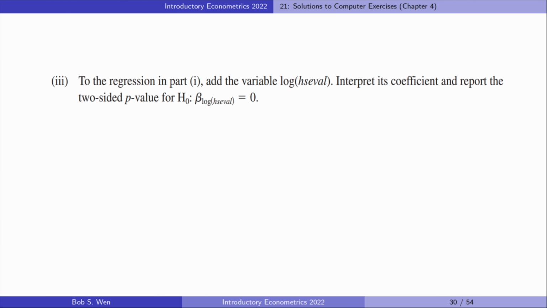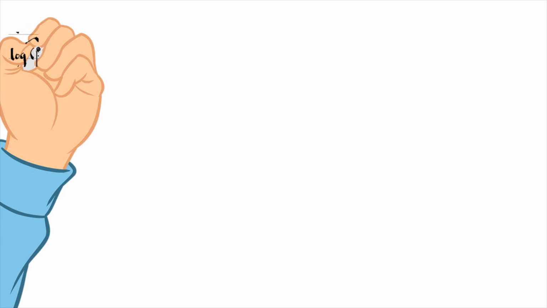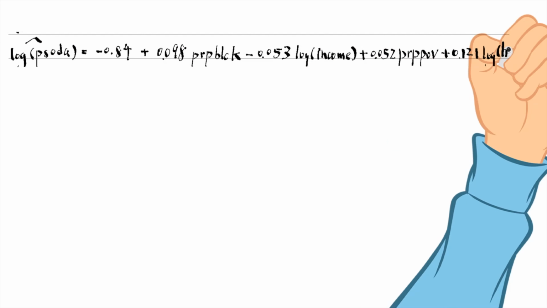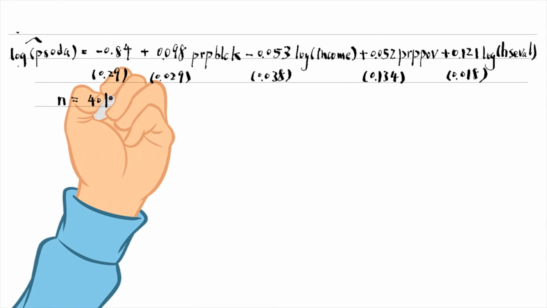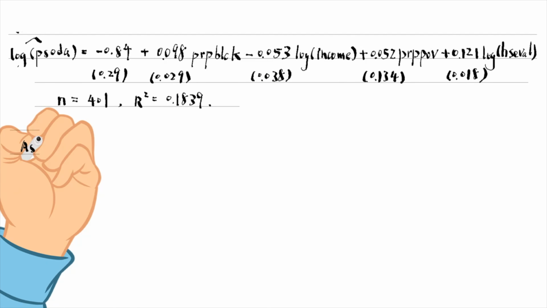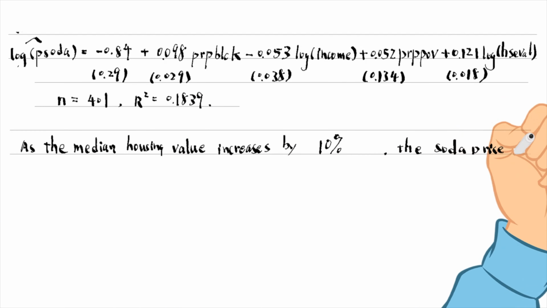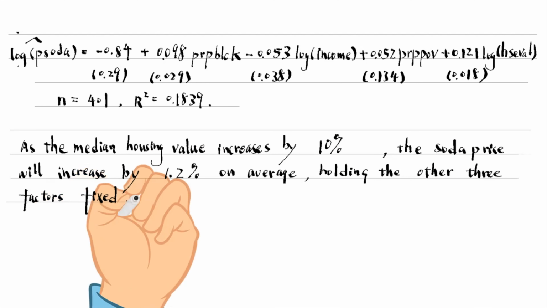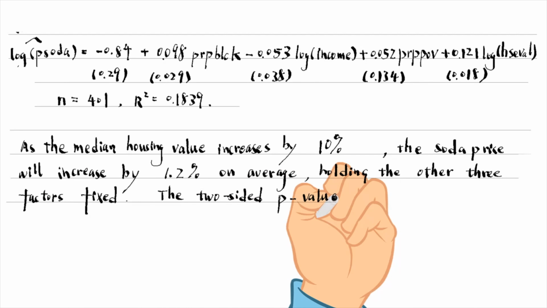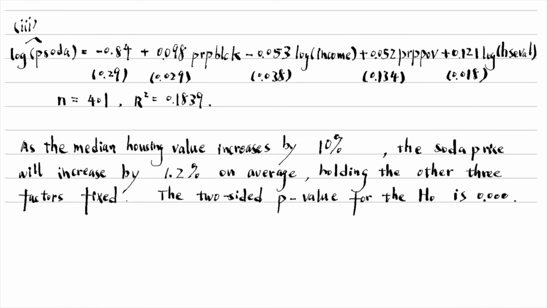In part 3, we add the log of median housing value to the model. The estimated coefficient is 0.121. It suggests that as the median housing value increases by 10%, the soda price will increase by 1.2%, holding the other three factors fixed. The two-sided p-value for the null hypothesis is 0.000, which means the variable is statistically significant at any conventional level.